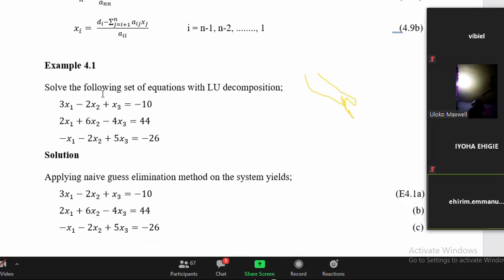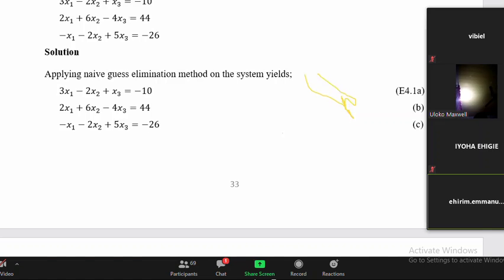So having done that, now we want to apply this method to example 4.1. Watch what is happening. Solve the following set of equations with LU decomposition. That is 3x1 minus 2x2 plus 3x3 equals minus 10. 2x1 plus 6x2 minus 4x3 equals 44. Minus x1 minus 2x2 plus 5x3 equals 26. We want to solve this using LU decomposition.